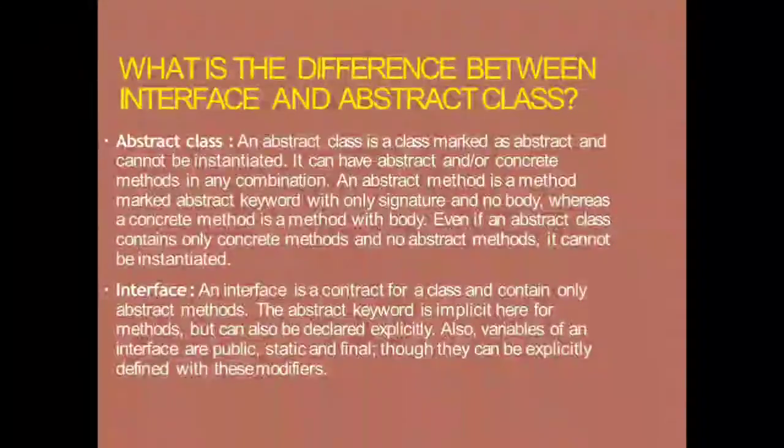Interface. An interface is a contract for a class and contains only abstract methods. The abstract keyword is implicit here for methods, but can also be declared explicitly. Also, variables of an interface are public, static, and final, though they can be explicitly defined with these modifiers.